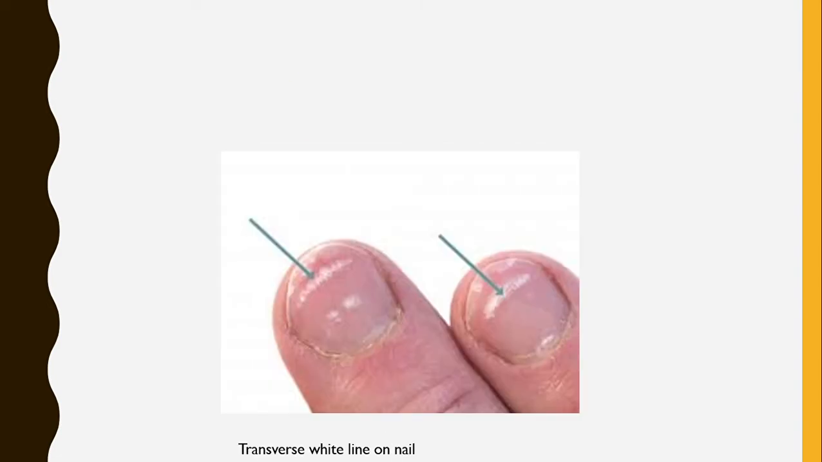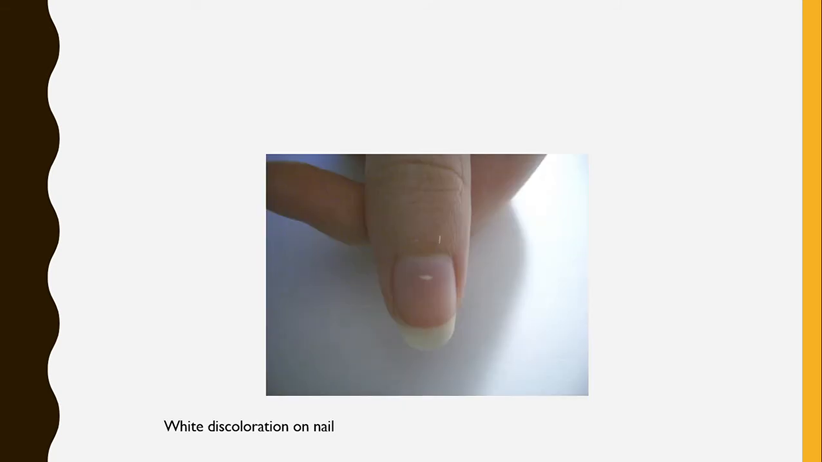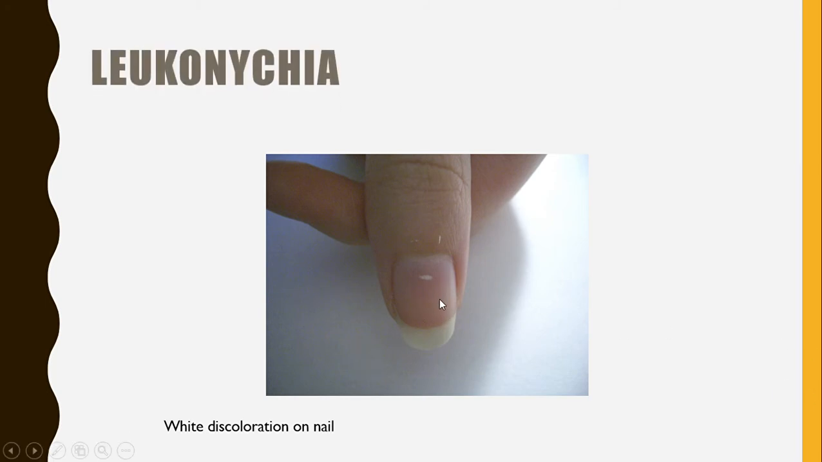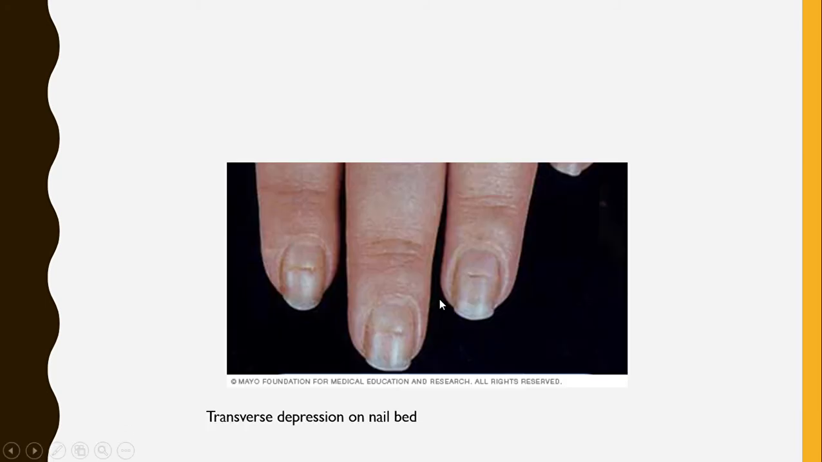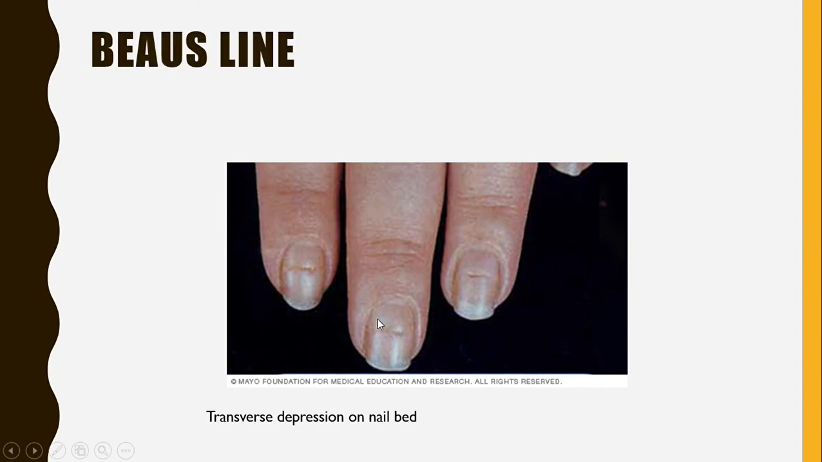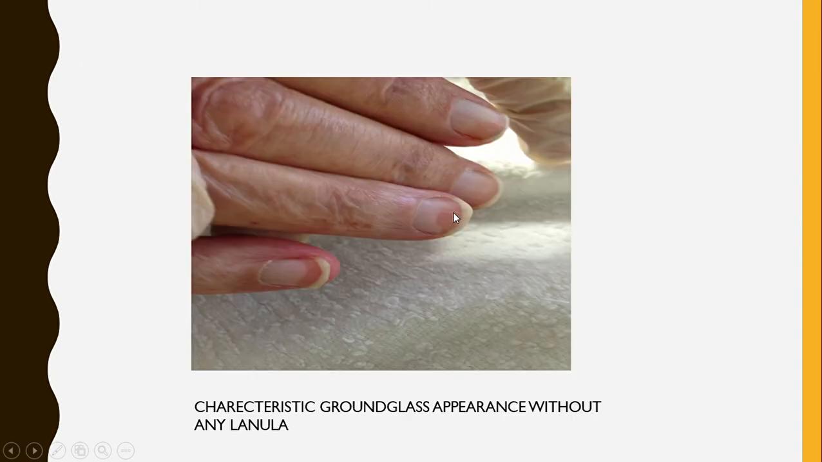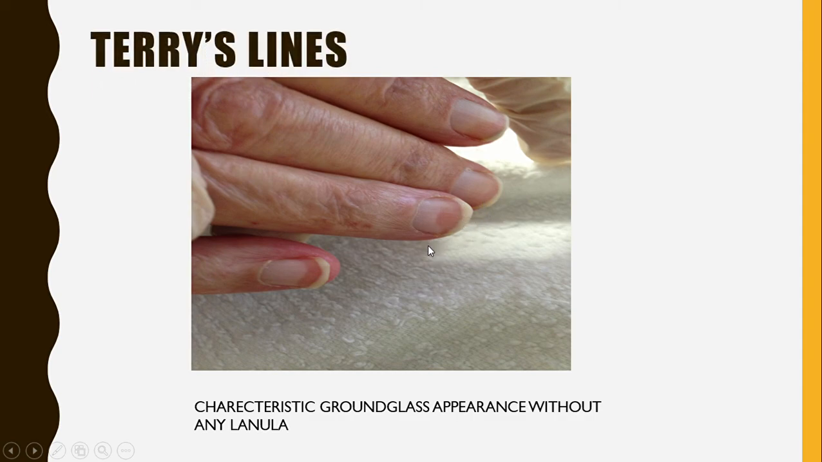In this, there is transverse white line on nail. These are Mees lines. In this, there is whitish discoloration of nail, as you can see here. This is leukonychia. In this, there is transverse depression on the nail bed. This is Beau's lines. In these types of nail, there is a characteristic ground glass appearance without any lunula. These are Terry's lines.